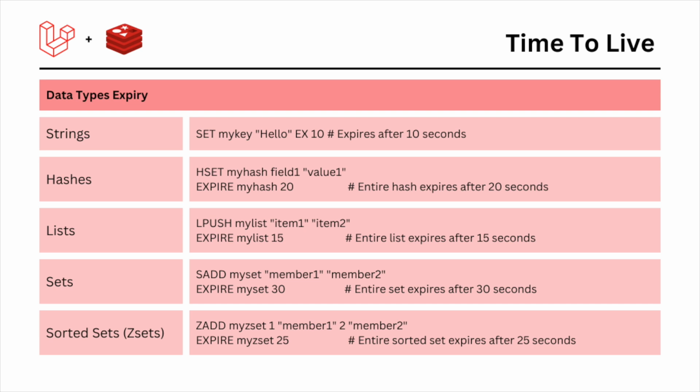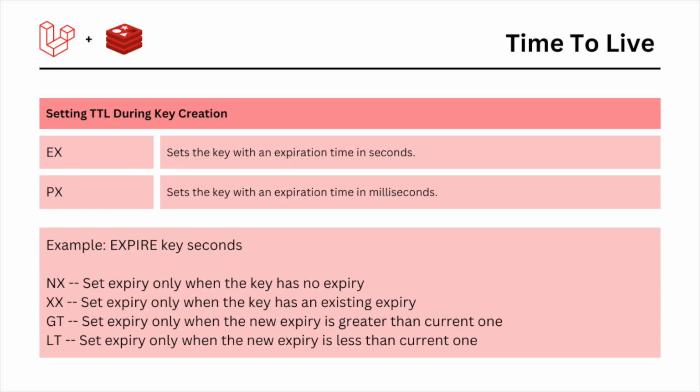Now next, let's see how to apply expiry on data types. First, for strings, with set key you can add EX and the number of seconds you want it to expire. For hashes and all other data types you need to run a separate command, that will be expire, the key name and the number of seconds. For strings you can pass two options, EX and PX. EX will be in seconds and PX will be in milliseconds.